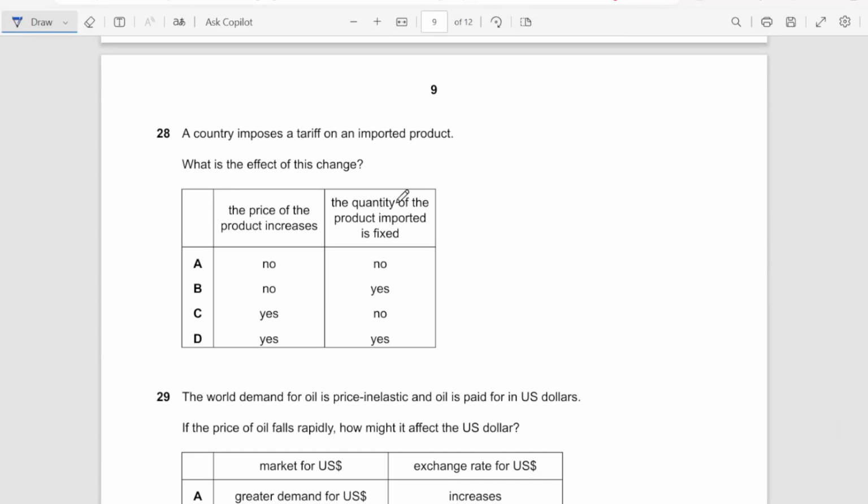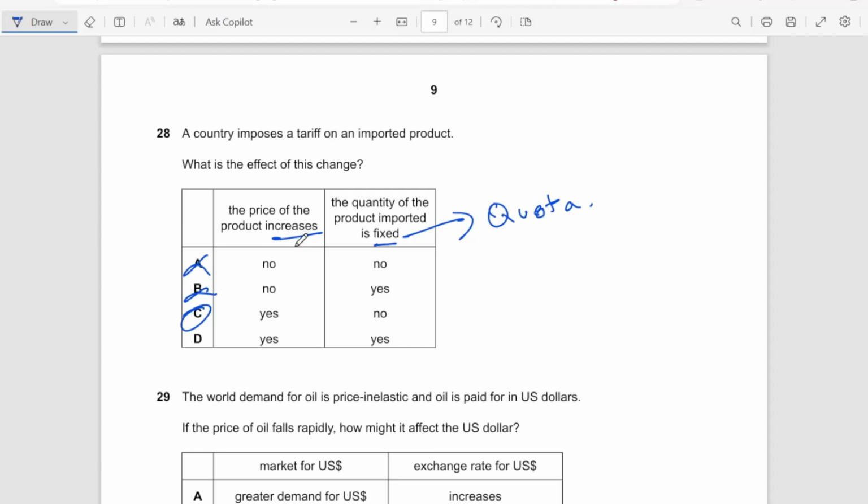Okay, a country imposes a tariff on an imported product. What is the effect of this change? When there's a tariff, the price of the product increases. Yes. This is wrong, this is wrong. Yes. The quantity of the product imported is fixed. No, because that's in the case of quota. This is in a quota. All right? That it is fixed. In tariffs, no, it's not fixed. It's just that it's going to be more expensive and the price of the product increases.